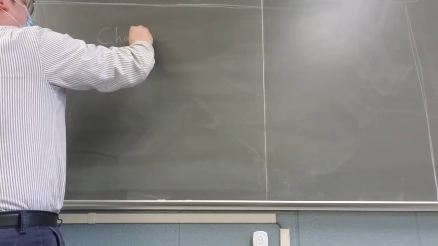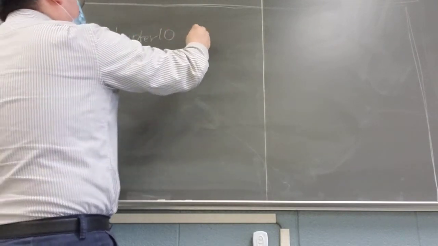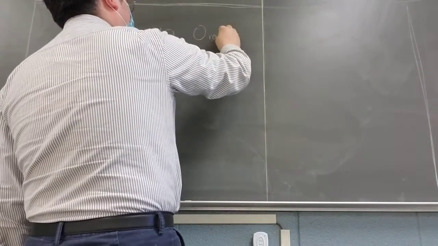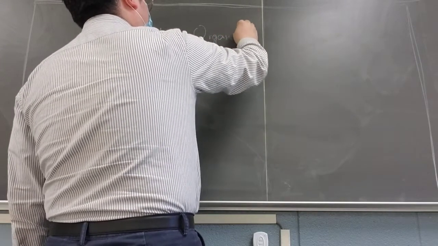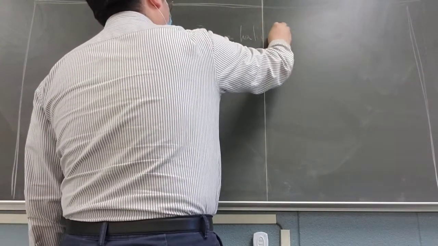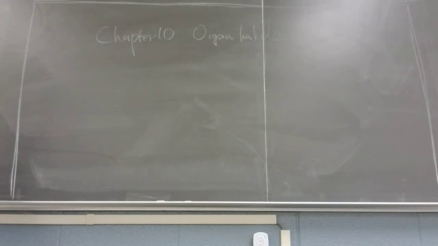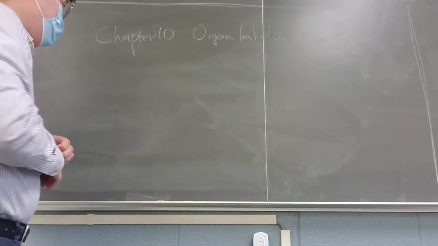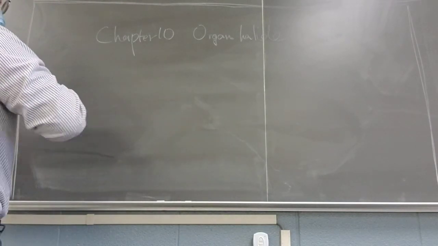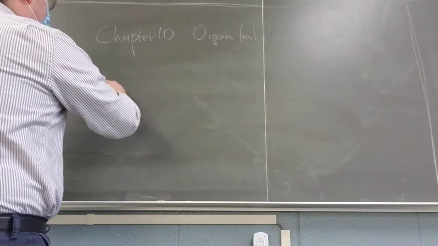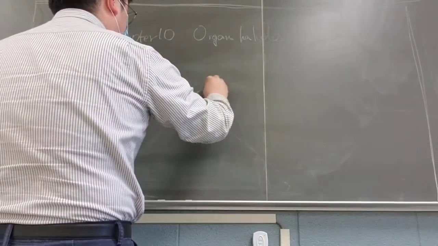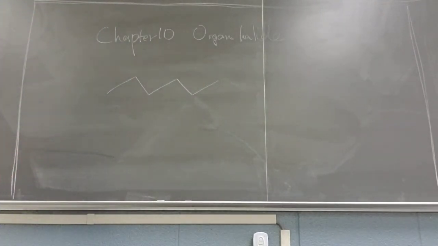So yeah, now we're done with up to chapter 9. So we're gonna do chapter 10. Chapter 10 is about organohalides. So we're just gonna talk about the organic compounds with halogen groups. This is actually kind of a review, since we already did this in chapter 3.